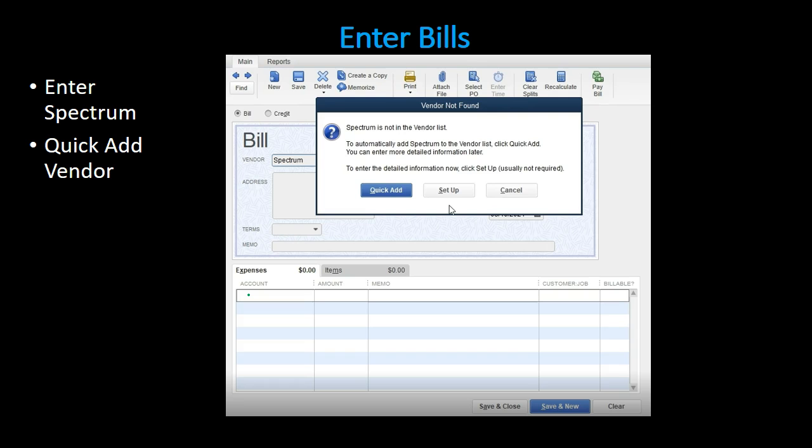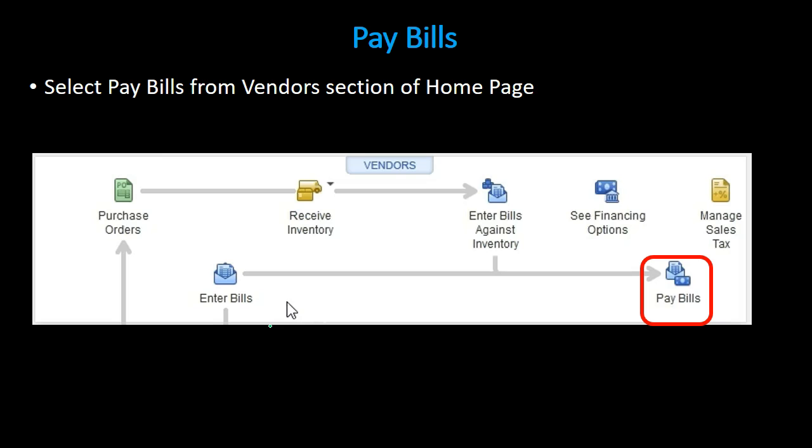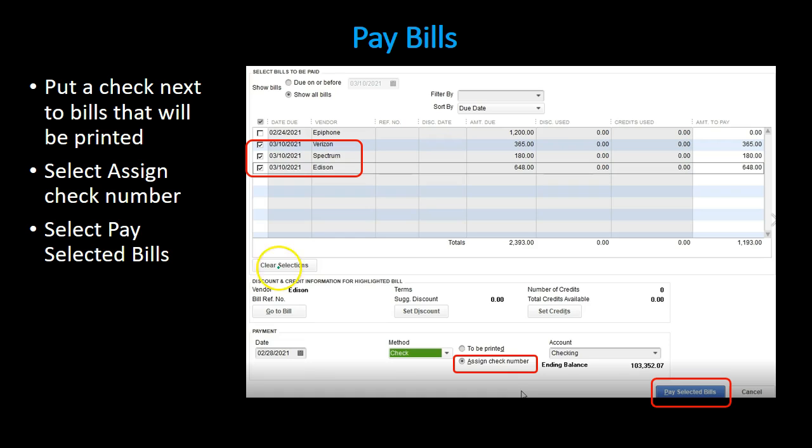Then we're going to do another bill, and we're going to say this one is going to go to Spectrum for a bill. It's going to be an internet expense. We're adding that account here, and it's going to be the same process, meaning we're just going to enter the data, we're going to enter the amount of the bill, it's going to increase accounts payable, and it's going to increase the internet expense, reducing net income. And then if we did this one more time, we're doing it for Edison as well. So we enter the Edison bill.